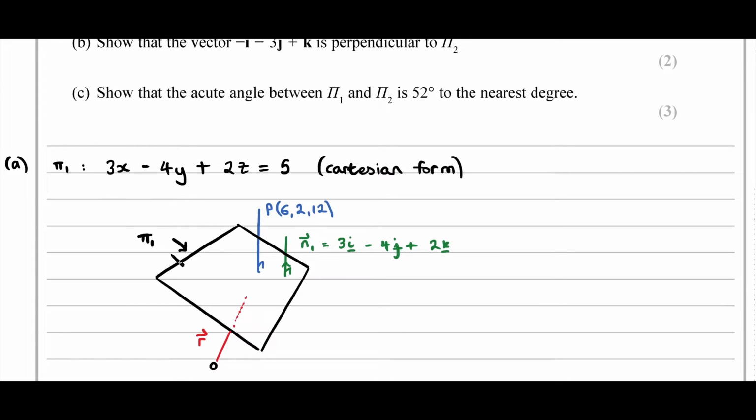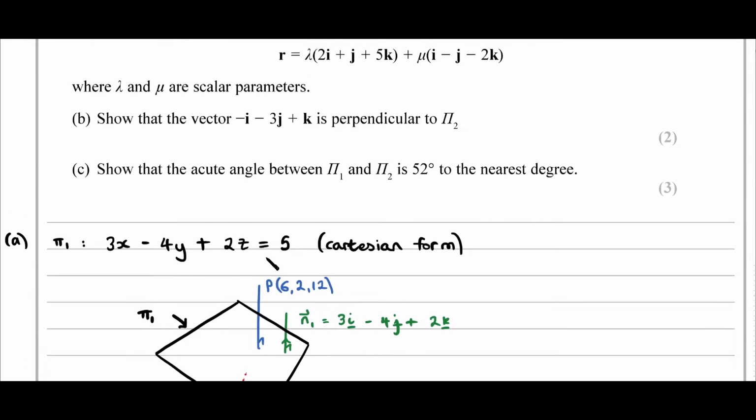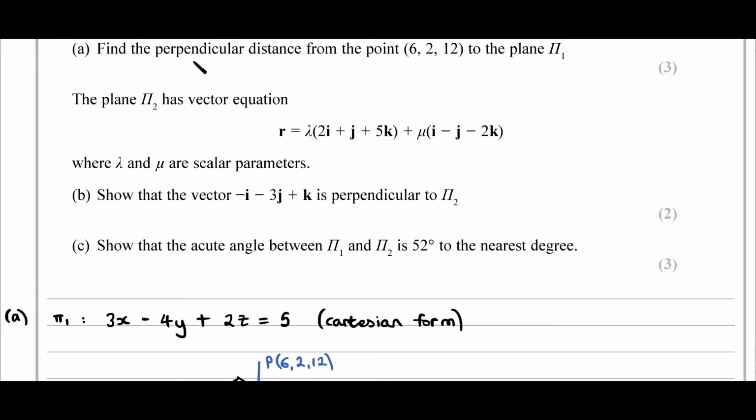So if we draw our plane pi1, we have the point P, which has coordinates (6, 2, 12), and we've got the normal to the plane 3i minus 4j plus 2k, and we've got our position vector r from the origin shown in red, and we wish to find the distance from the point P to the plane. And you'll notice here we have a right angle, because if we go back to the question, we have to find the perpendicular distance.